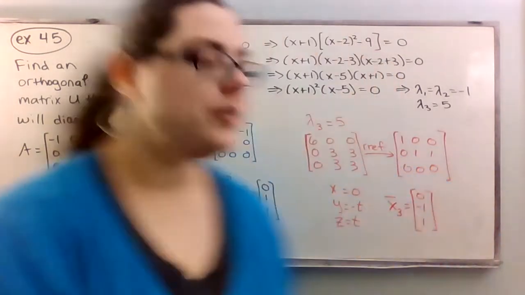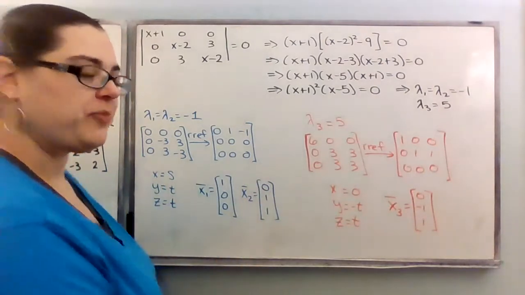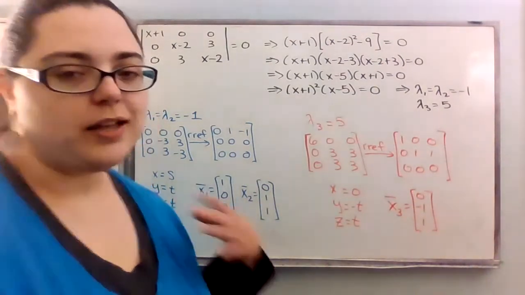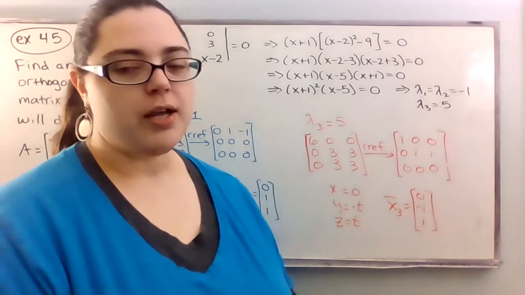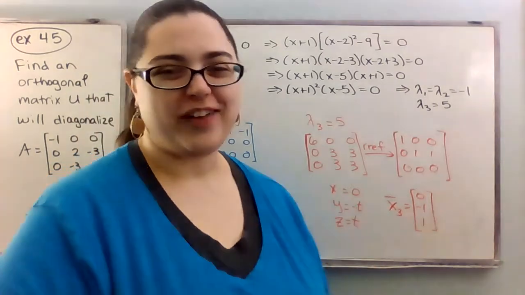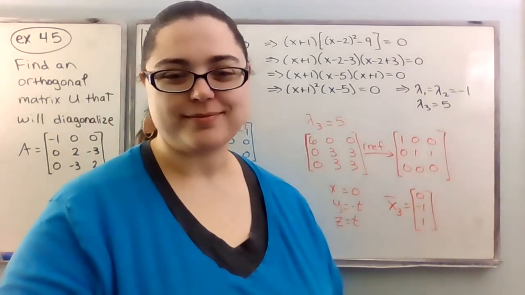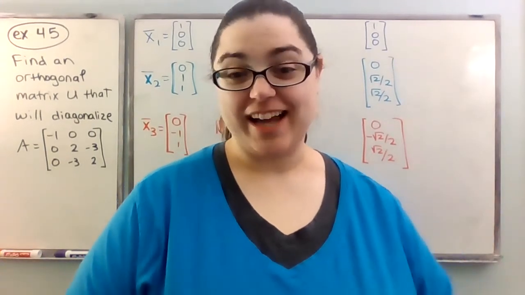So go ahead, pause the video, and normalize each of these 3 vectors. I'm going to do the same. Once you're finished, you can unpause and check, see if we get the same normal vectors, and then we'll find our matrix. All right, so let's see how we did.